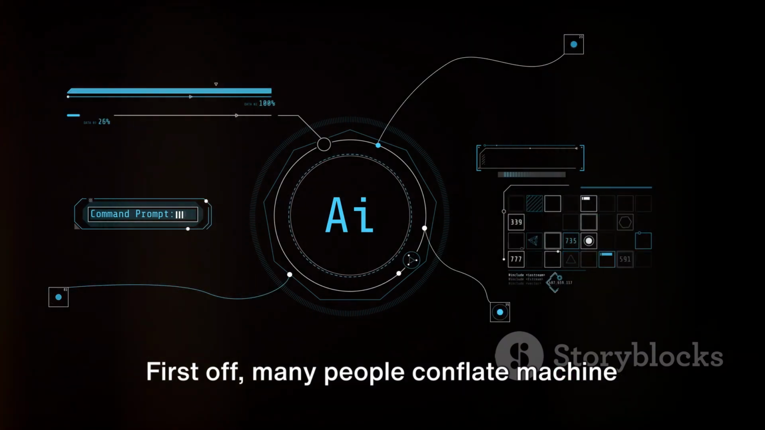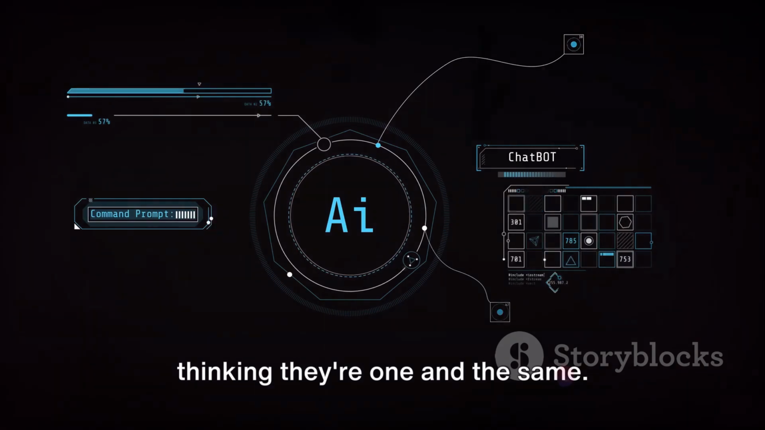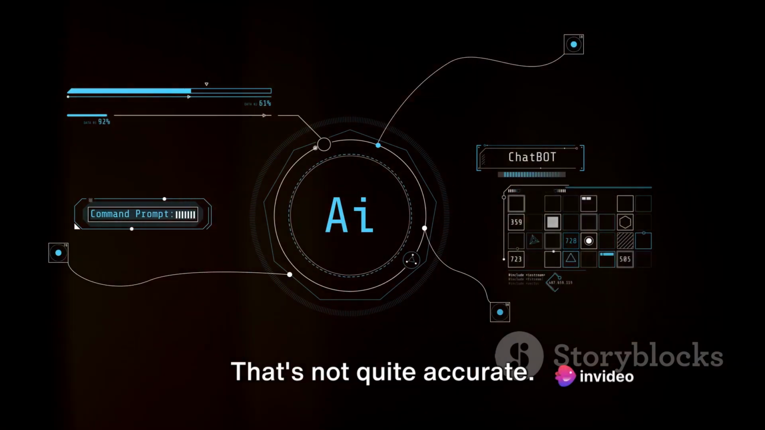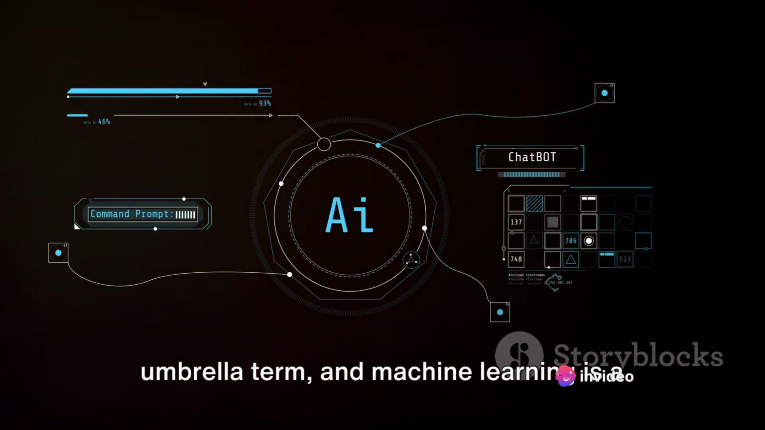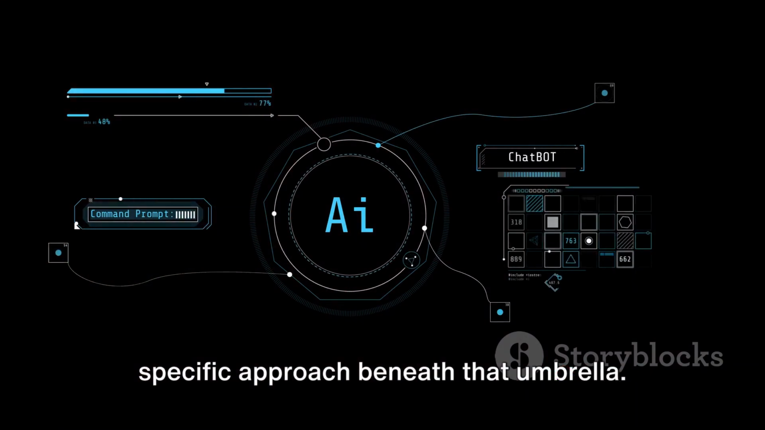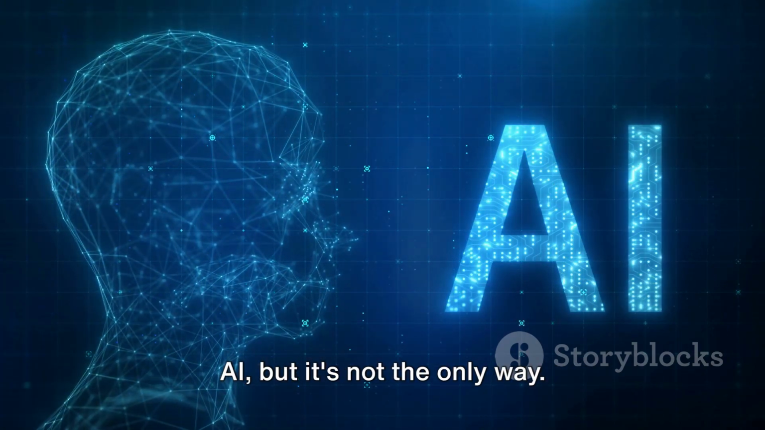First off, many people conflate machine learning with artificial intelligence, thinking they're one and the same. That's not quite accurate. Think of artificial intelligence as an umbrella term, and machine learning is a specific approach beneath that umbrella. Machine learning is a way of achieving AI, but it's not the only way.